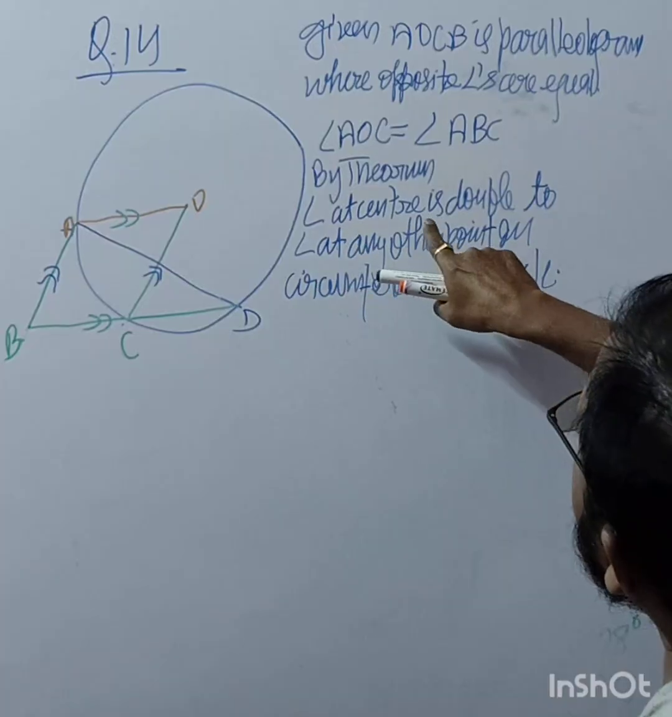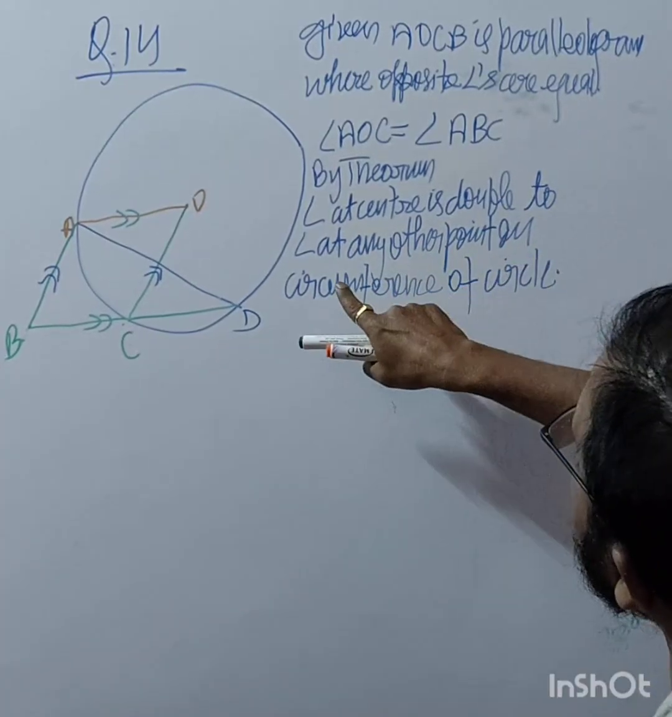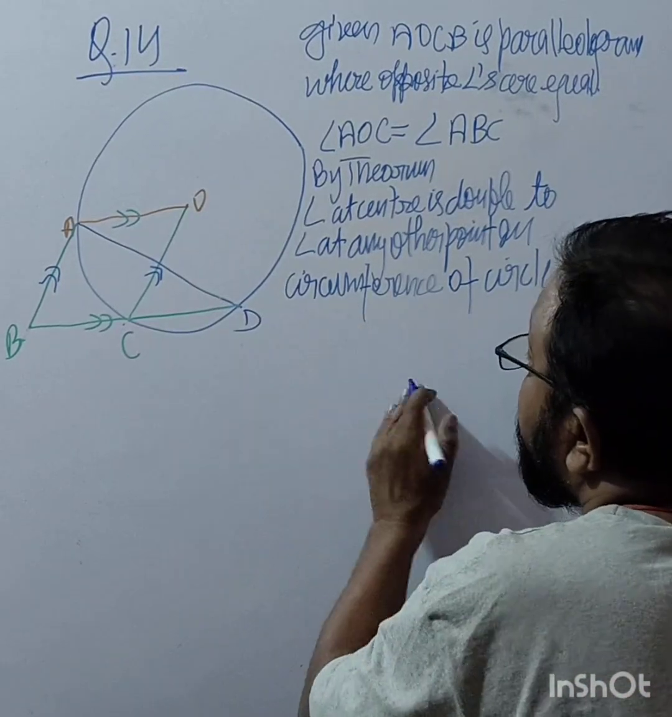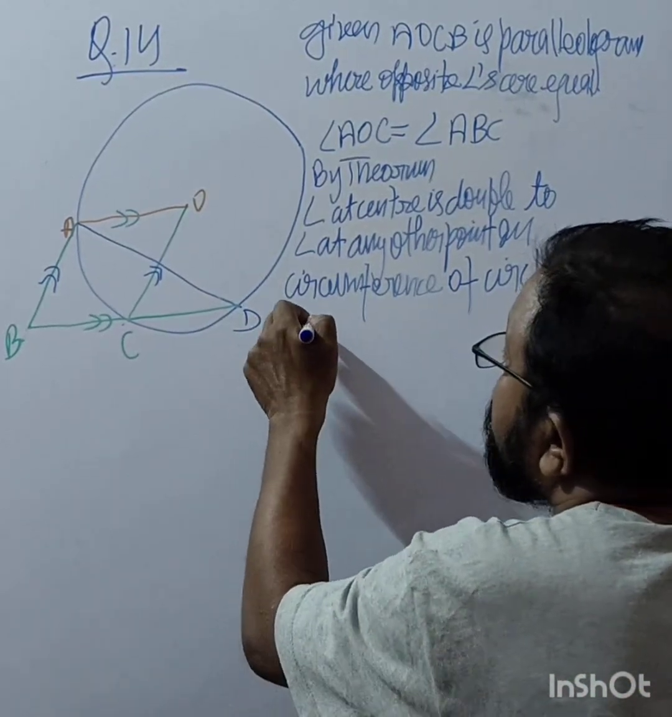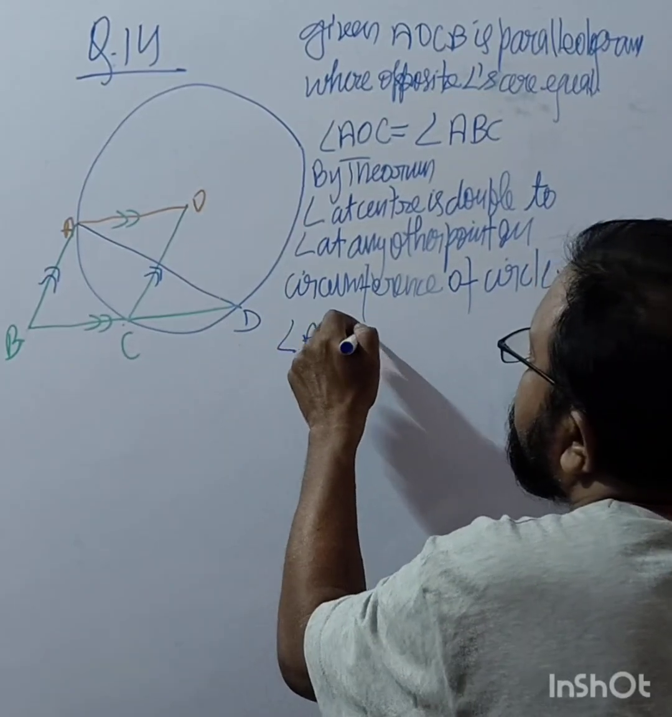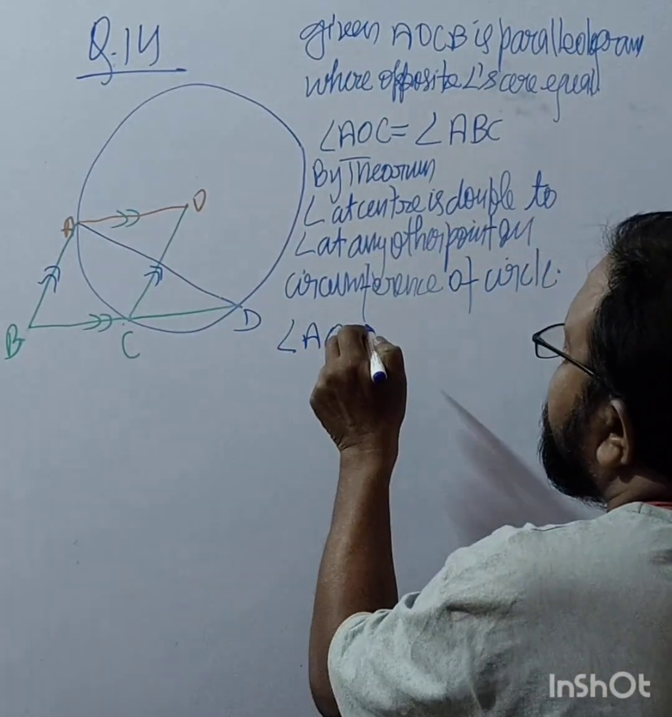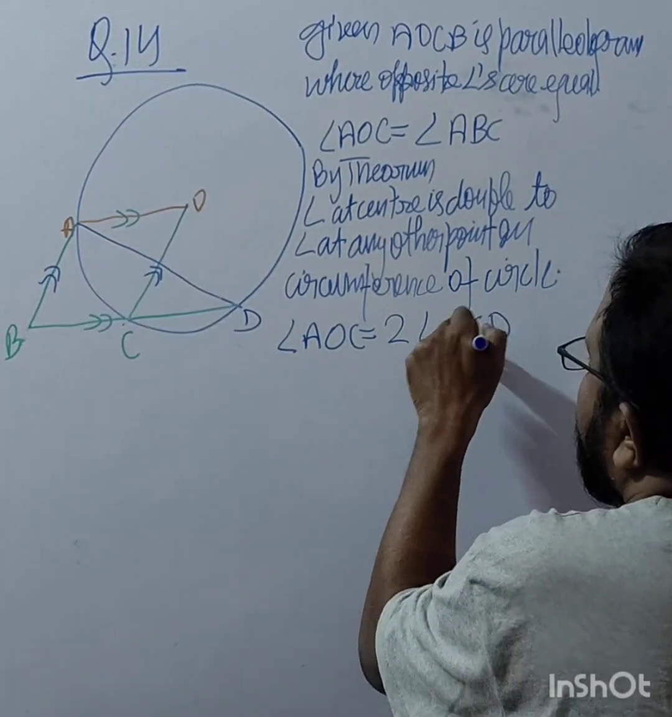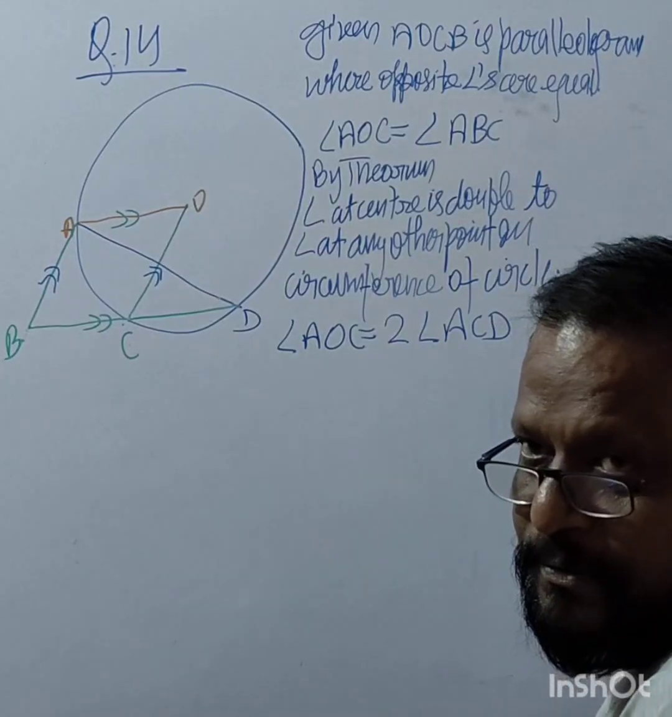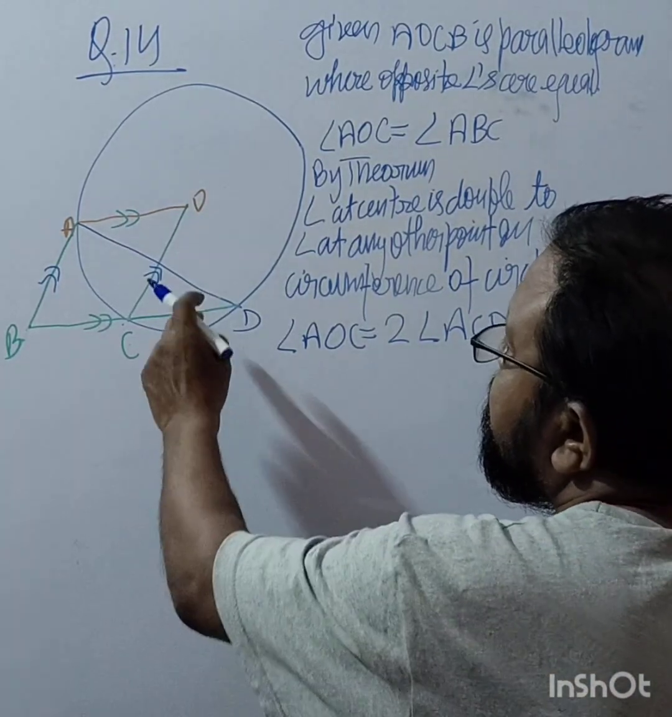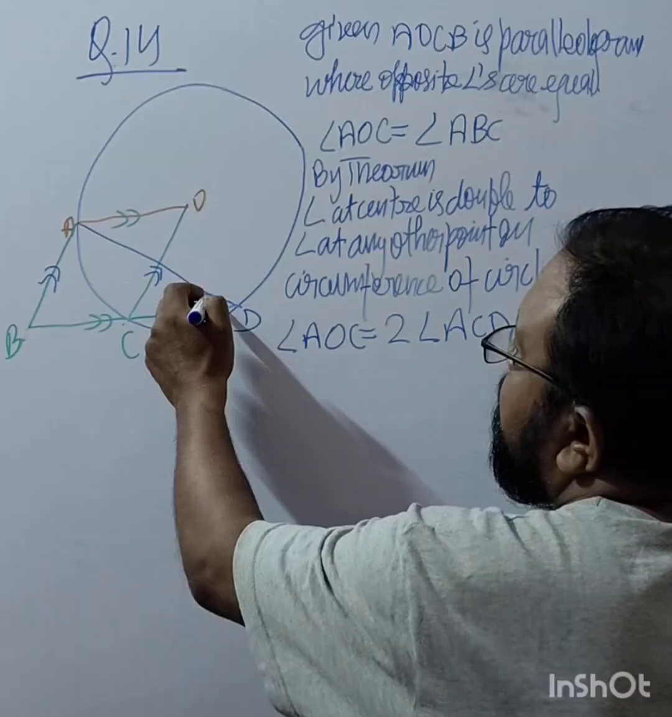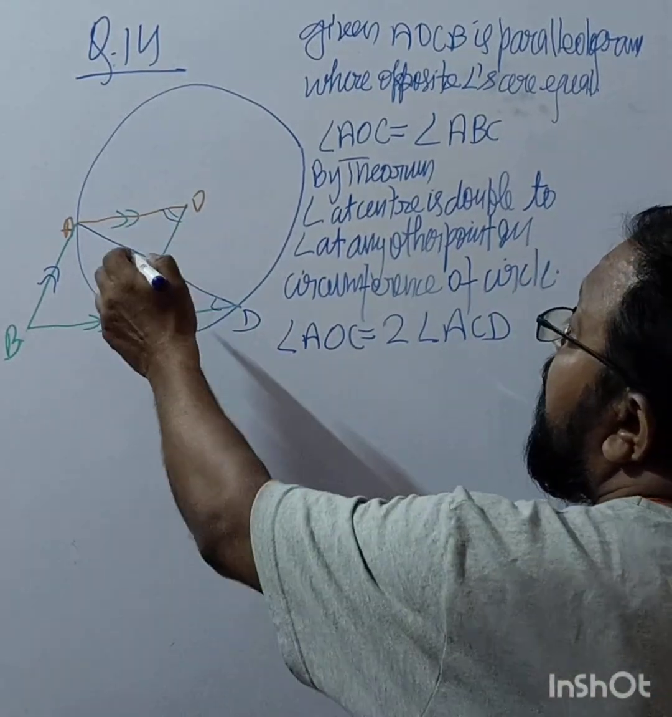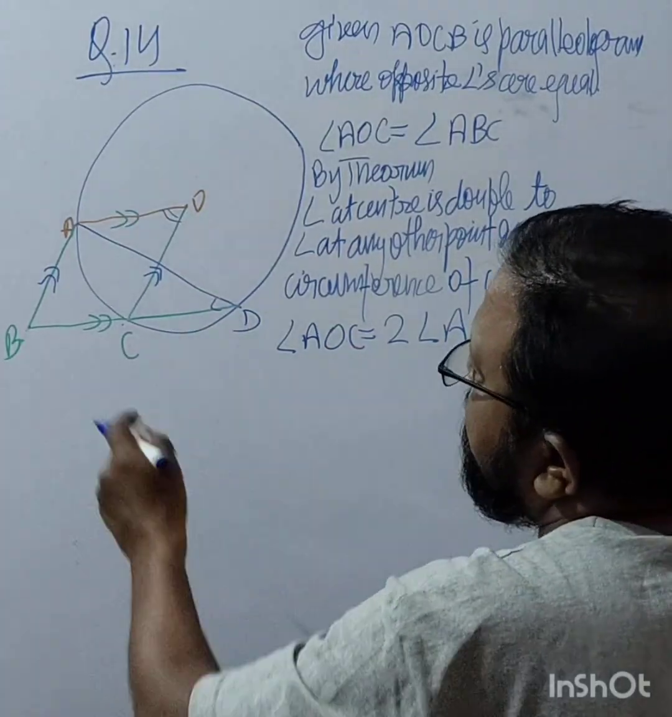So by theorem, the angle at the center is double the angle at any other point on the circumference of the circle. So angle AOC is double of angle ACD, right? This angle, and it is double. So angle AOC is double of angle ACD.